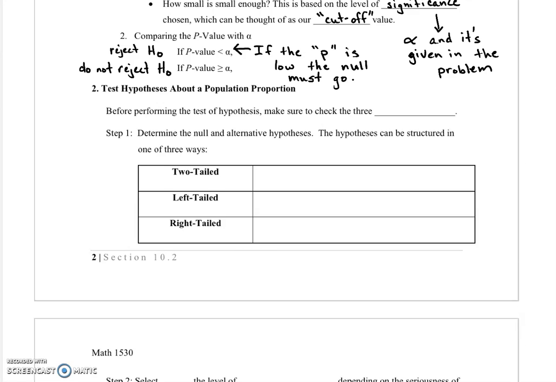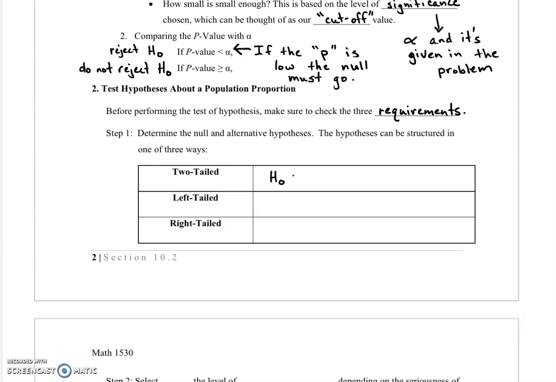So let's talk about how we are going to perform these hypothesis tests. First, you have to remember to check the 3 requirements that were discussed in the last video. Then you determine the null and alternative hypotheses. And these can be structured in one of 3 ways.